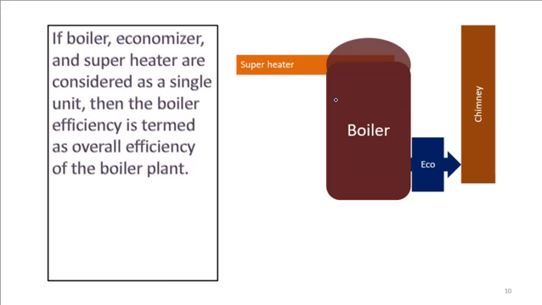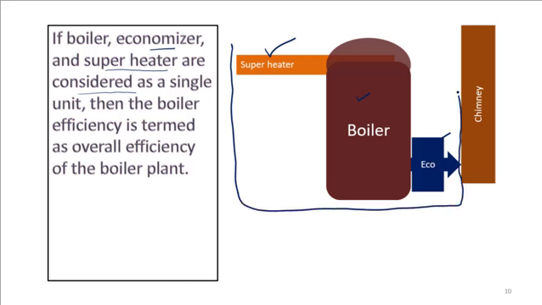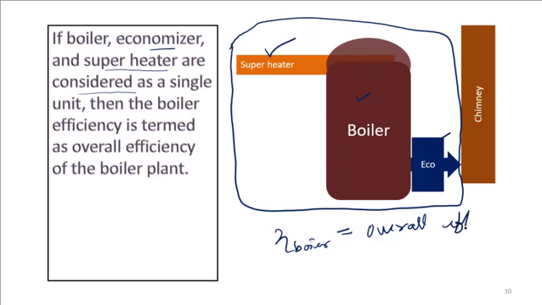Now in case of a boiler, till now we are considering boiler as a single unit, but with the boiler there may be one superheater, one economizer. So if we consider boiler and economizer and superheater as a single unit, then this efficiency will be called the overall efficiency. As a single unit, superheater, boiler and economizer, one unit.